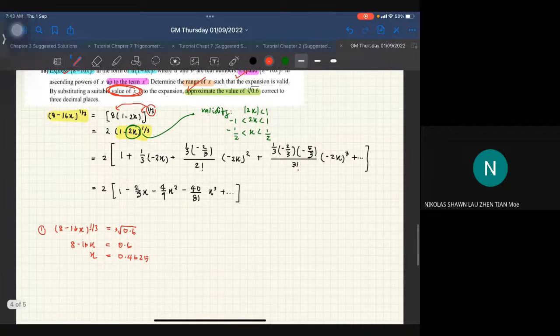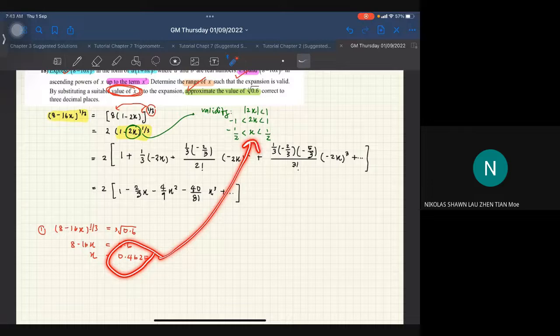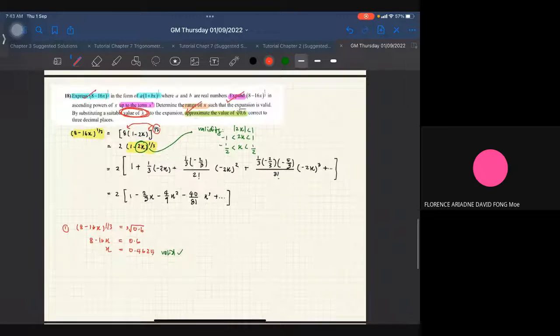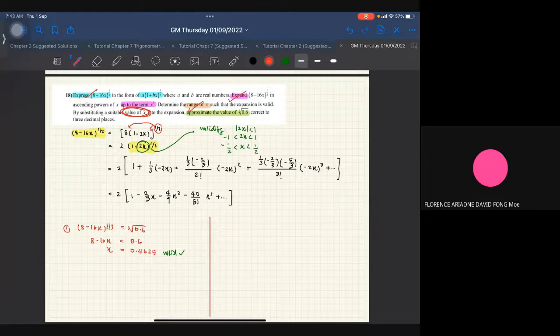Okay, so nilai ni 0.4625 ni, adakah dia di dalam range kita? Yes. Betul. Okay, so dia tak sampai lagi 0.5. So dia still in the range, 0.4625. Okay, so maksudnya value ni valid lah. Awak boleh guna. This value is valid. You can use this value, masukkan dalam yang ini, terus dapat jawapan. Okay, so ada lagi satu value yang awak boleh guna. Okay, kejap saya tunjuk satu lagi sebelah ni.